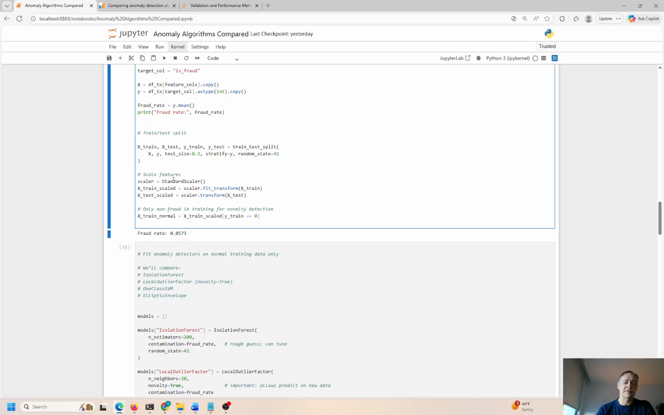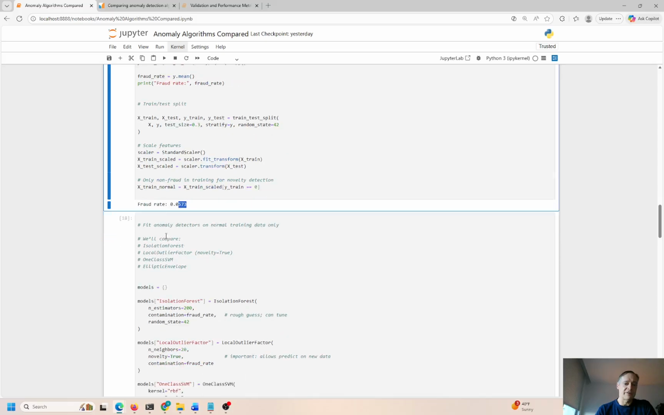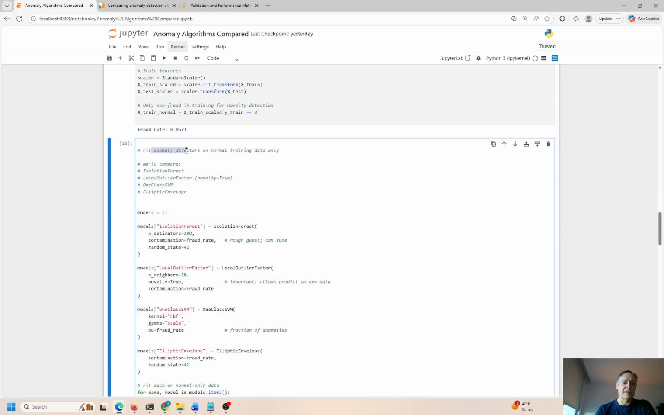You want to scale it anytime you're dealing with unsupervised. So any kind of classification or anomaly detection, scale the data. So just remember that rule. Okay, so fraud rate 5.73, fit anomaly detectors. We'll compare IsolationForest, LocalOutlierFactor, OneClassSVM, and EllipticEnvelope.